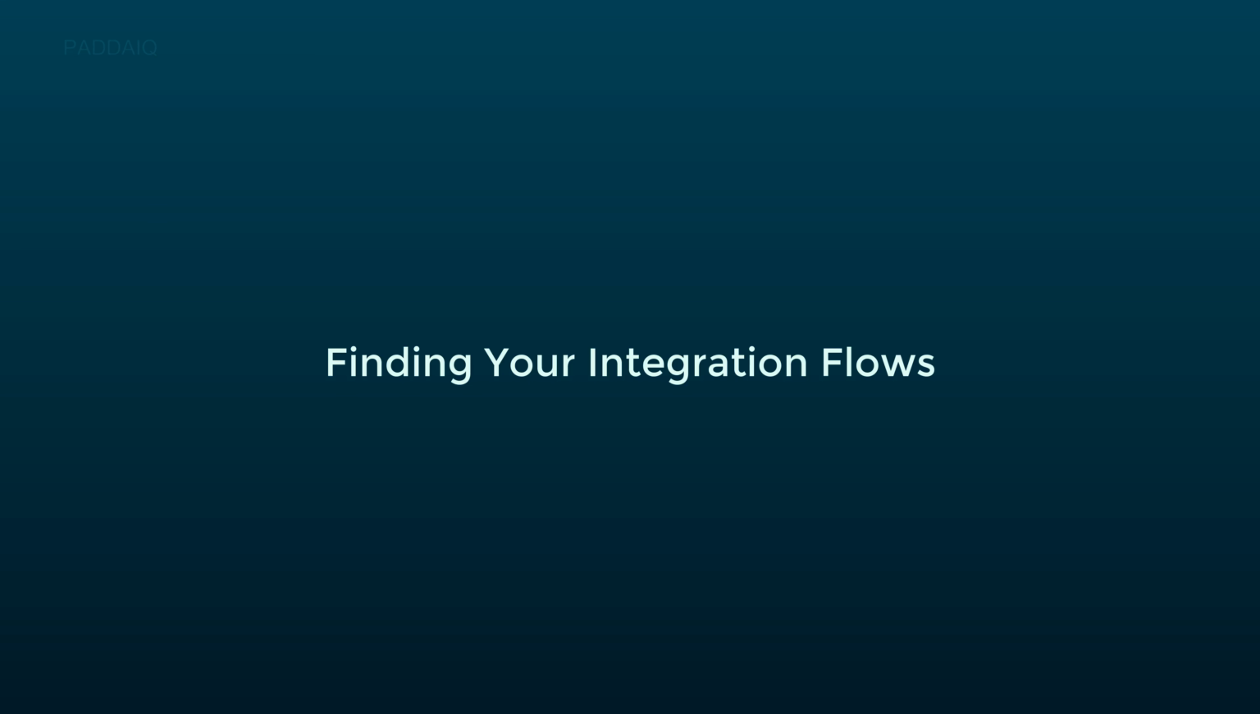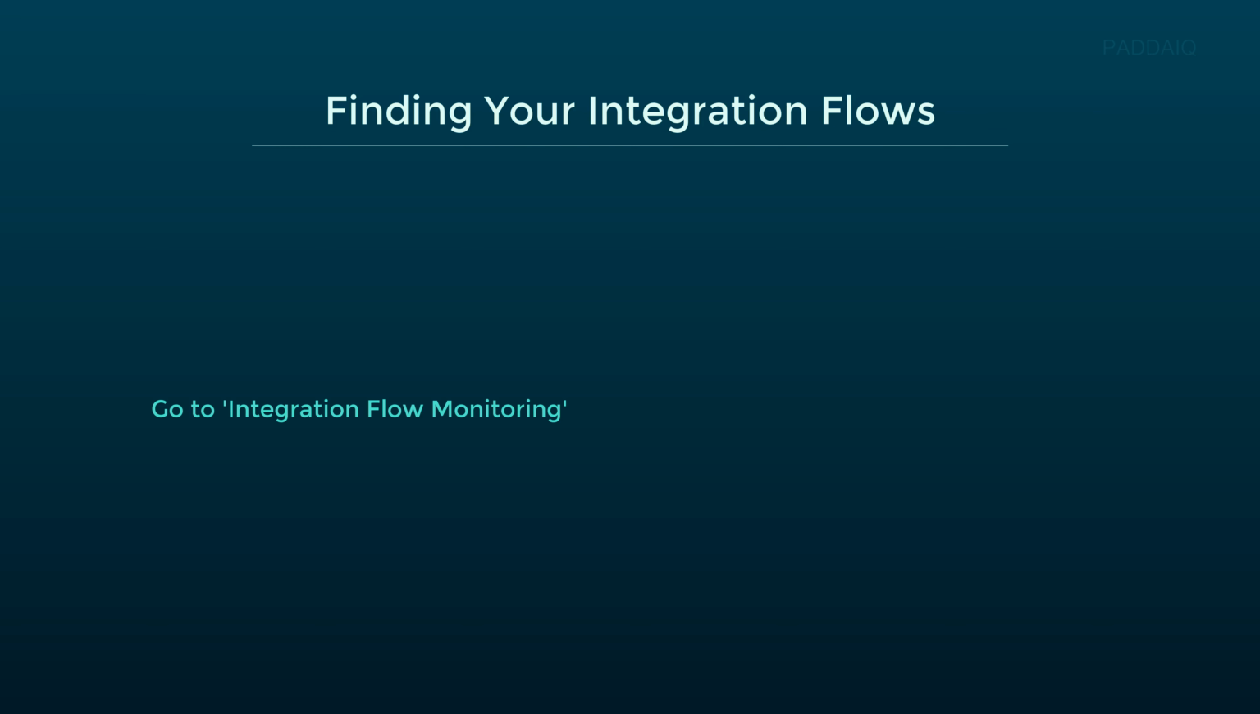Finding your integration flows. Go to Integration Flow Monitoring. This is the main dashboard where you can see all your active integrations. For example, if your online store is sending orders to SAP, you can come here to check if that process is running smoothly. It's your central hub for tracking every connection.